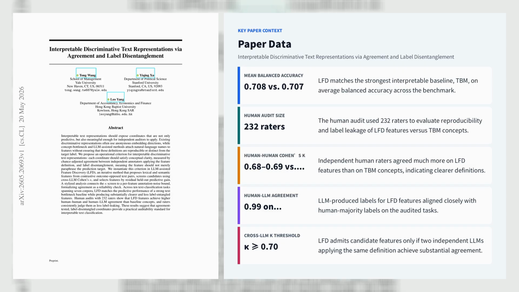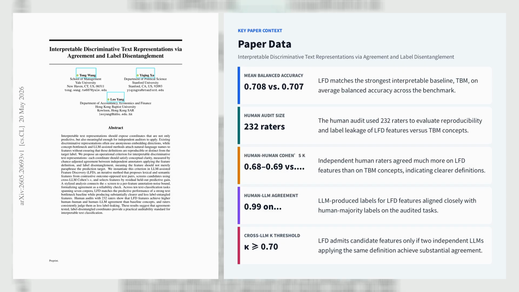Across 10 classification tasks on 7 corpora, including ad paraphrase, loan application, CFPB complaints, gaslighting, iSarcasm, Yelp reviews, and AG News subtasks, LFD matches the predictive performance of the strongest interpretable baseline, TBM, with mean balanced accuracy 0.708 versus 0.707, while producing materially clearer features.